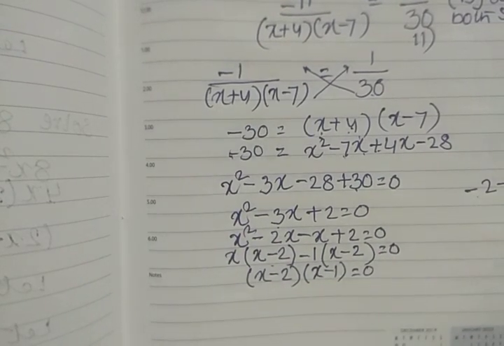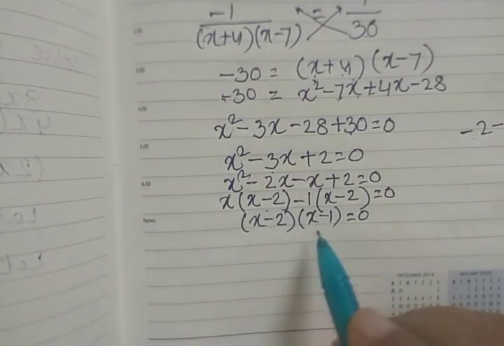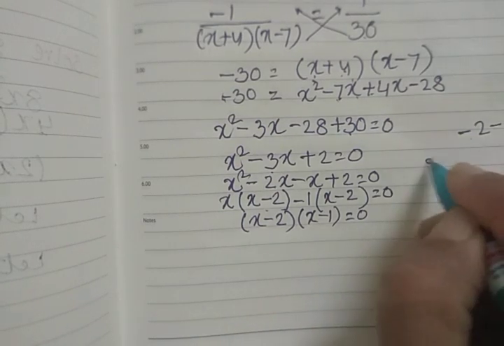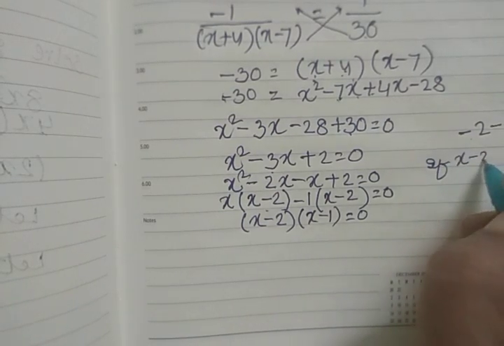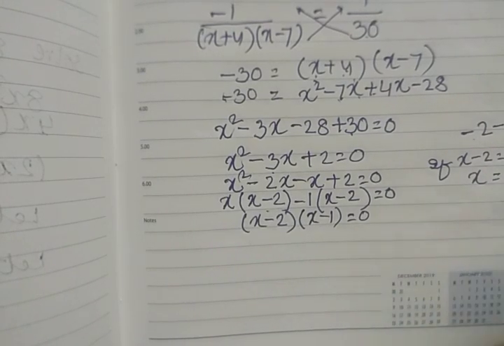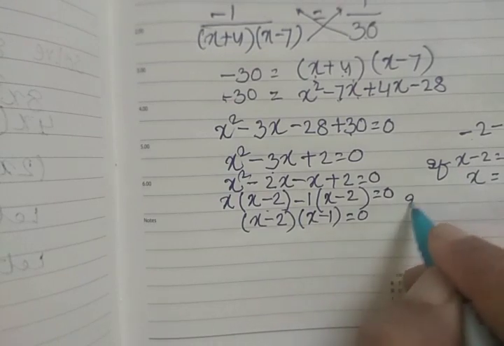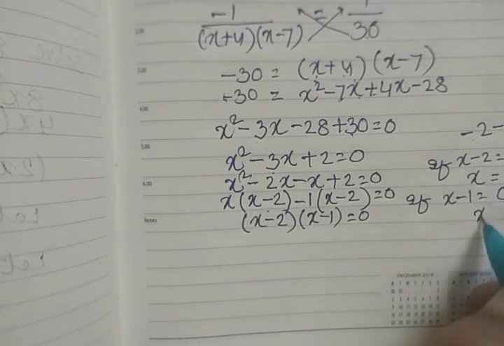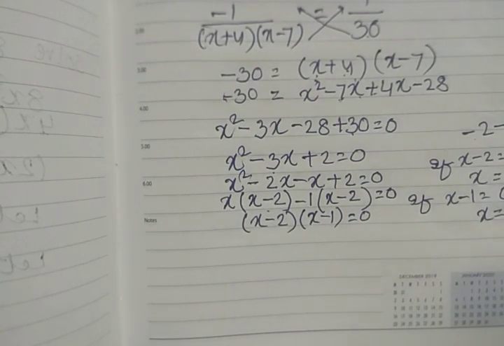So if any one of these two factors becomes 0, then the product becomes 0. So if x minus 2 becomes 0, x is equal to 2. If x minus 1 becomes 0, x is equal to 1. So what is your solution? X is equal to 2 and 1. X is equal to 2 and x is equal to 1.